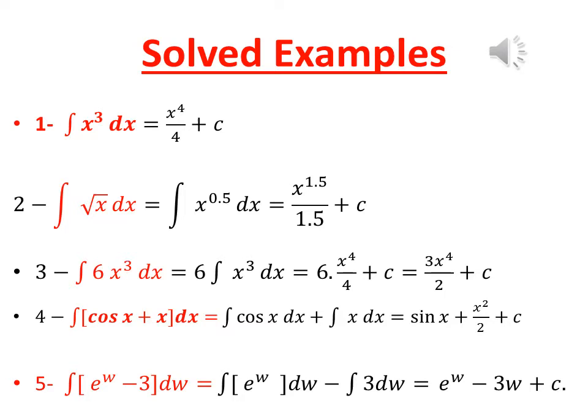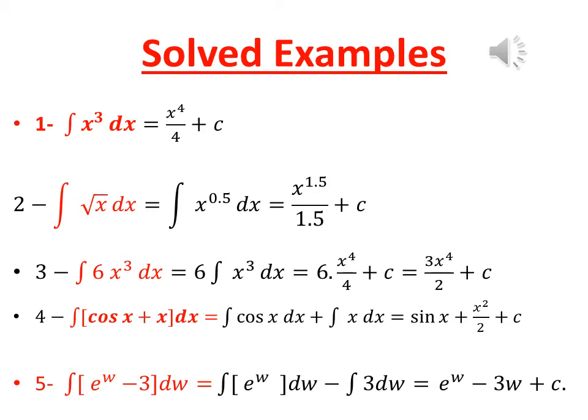Integration of 6x power 3: 6 stays, x power 3 increases by 1 to x power 4 over 4, so 6 times x power 4 over 4 plus c. Simplify: 3x power 4 over 2 plus c. Number 4: integration of cosine x plus x dx, still with the integration. Integration of cosine x is sine x. Integration of x is x power 2 over 2 plus c.